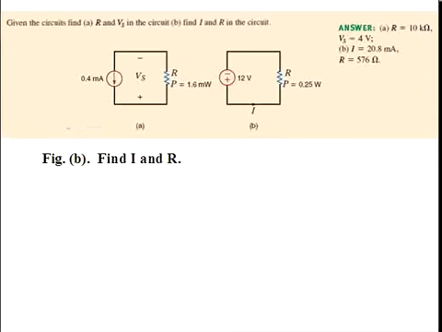In the figure B circuit, we are asked to find a current I in this loop and the value of the resistance. This time we have a voltage source of 12 volts connected across the resistor, and we are told that that resistor is absorbing 1/4 watt.